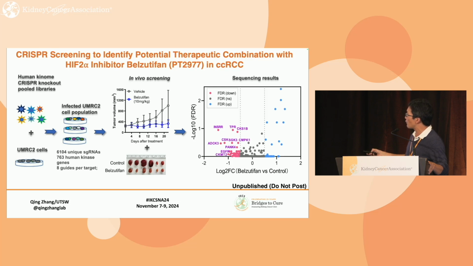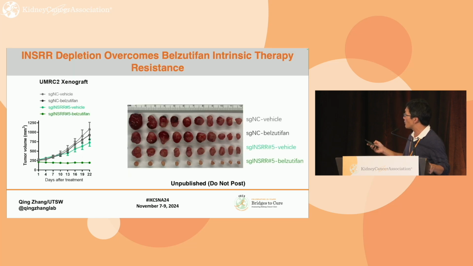We want to focus specifically on some of the kinases whose depletion in combination with belzutifan will cause tumor shrinkage. That's something we're interested in. We think that some of those kinases, acted upon in combination with belzutifan, lead to tumor shrinkage. So what did we see from this screening? Long story short, we found one of them, INSR, which is an insulin receptor-like kinase.